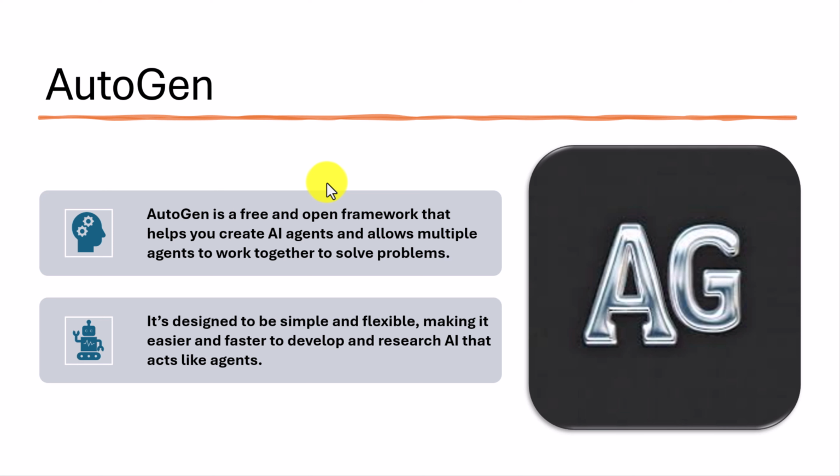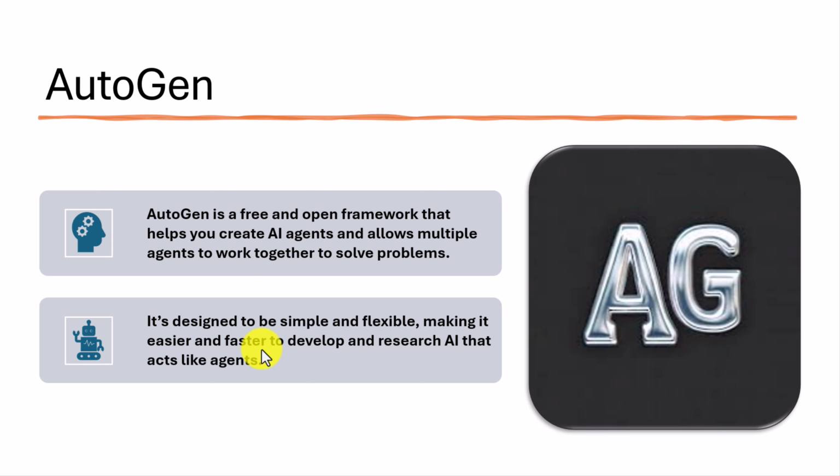The core idea of the AutoGen Framework is to create AI agents. Microsoft has introduced this framework concept called AutoGen. It is a free, open framework that helps you create AI agents and allows multiple agents to work together to solve problems. So we can create multiple agents and all the agents work together. That means they can talk to each other and share knowledge, so that AI agents can solve complex problems.